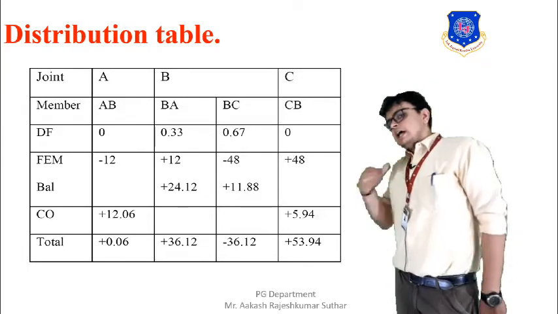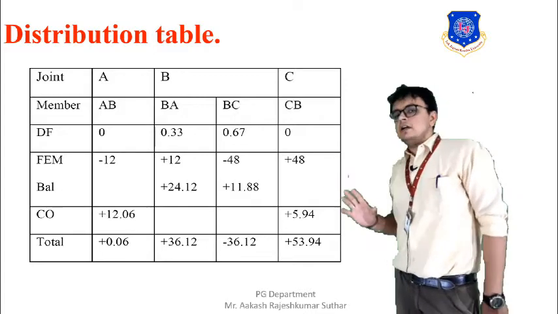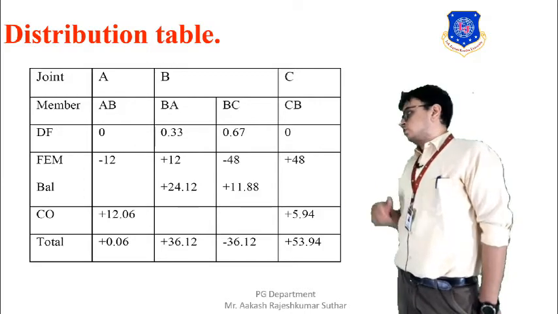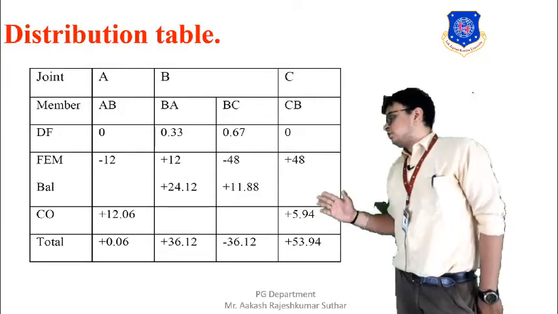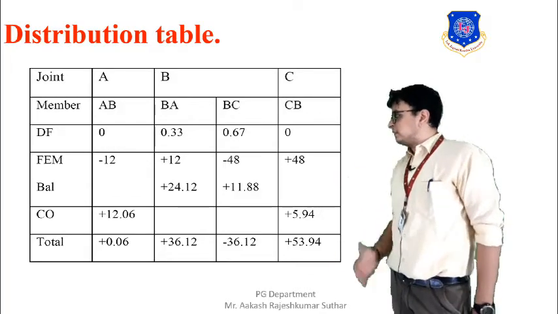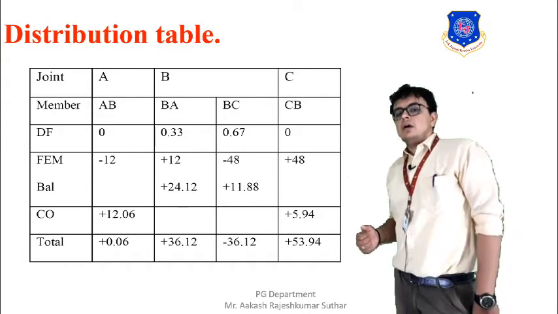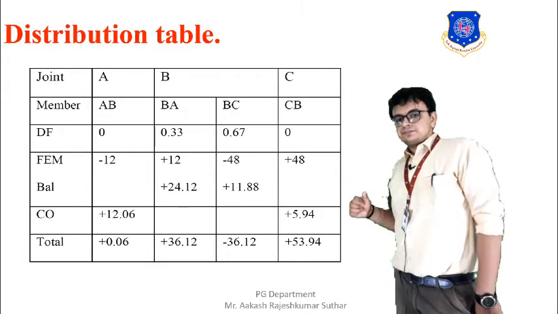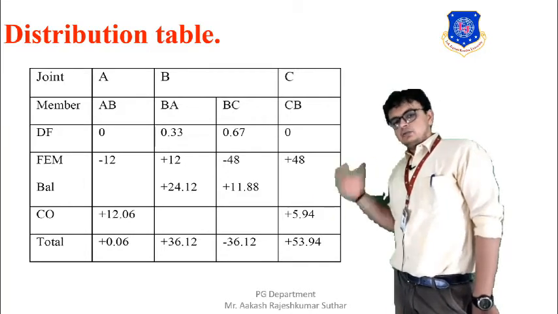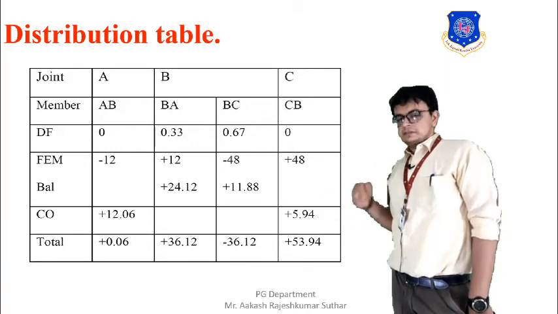Okay. Now moving towards the BC member. Again at the joint we have found the difference of minus 36 kilonewton meter. So we have to multiply it with the distribution factor of BC, that is 0.67. So minus 36 into 0.67, we get the value of 11.88. So that we have to consider.